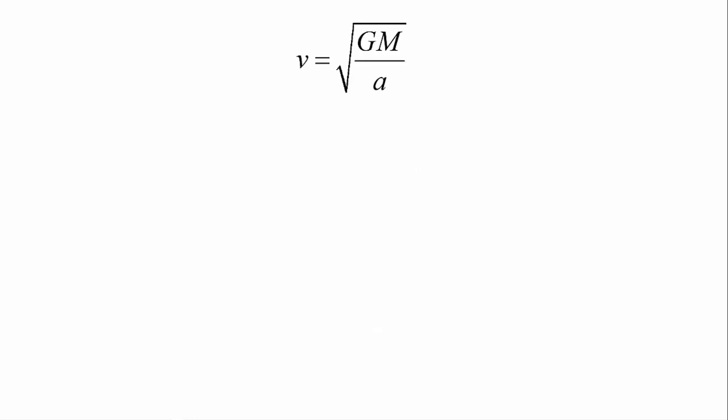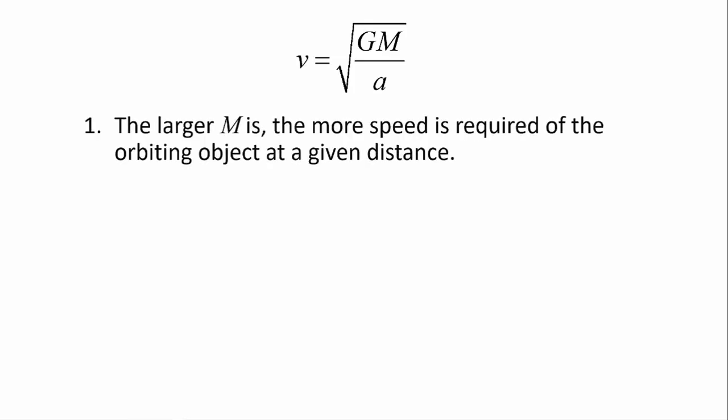What can we get out of this thing? Even with those parts under a square root, we can see some important tendencies. One is, the larger M is, the more speed is required of the orbiting object at a given distance. We'll see this where we compare some different planets in the solar system and the speeds of their moons compared to Earth's moon. The orbiting objects don't have any choice about their orbital speeds.